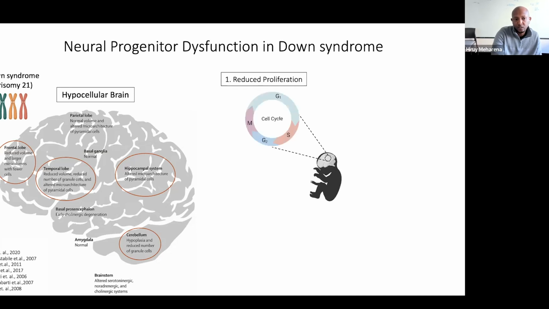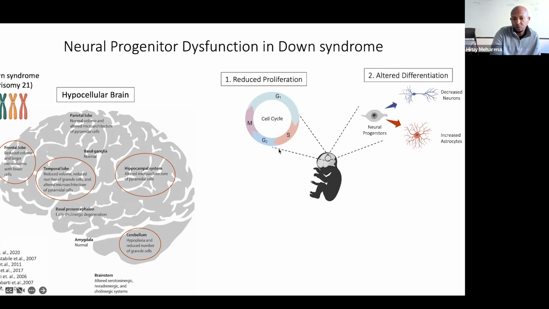And at the cellular level, studies have shown that there's a significant reduction of proliferation. This is just the multiplication of these neuroprogenitor cells. Neuroprogenitor cells are the cells that give rise to neurons, astrocytes, and oligodendrocytes. And it seems that this hypocellularity is associated with reduced proliferation during the mid-gestation period during development.